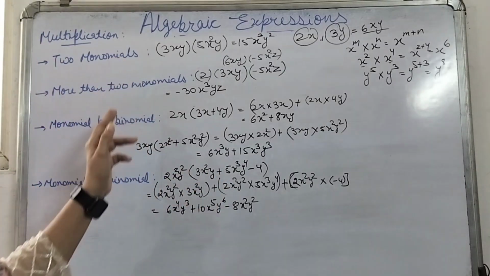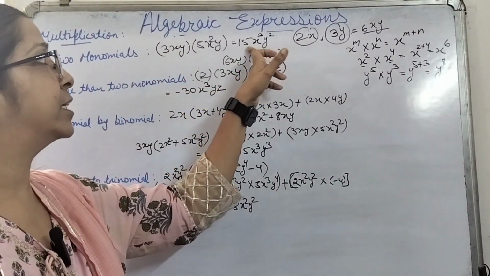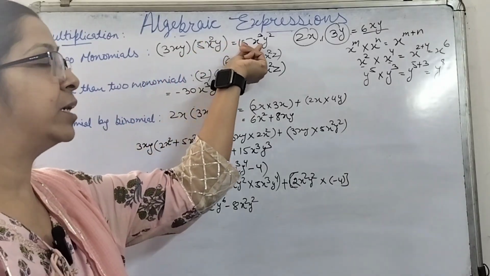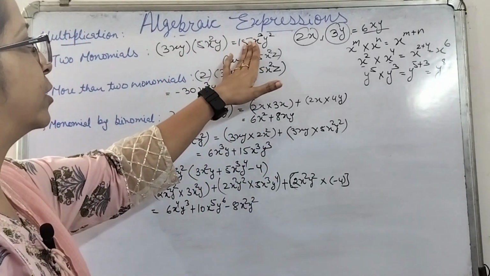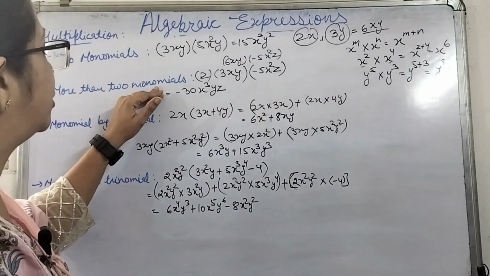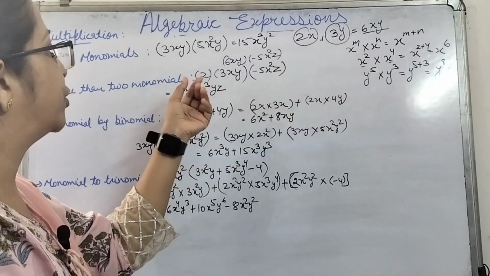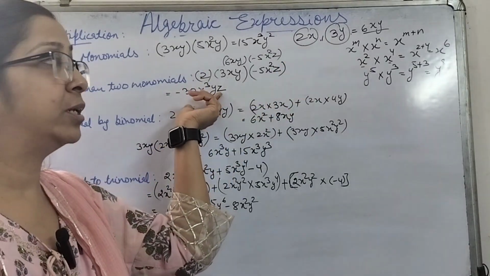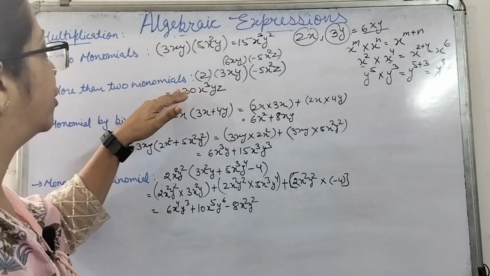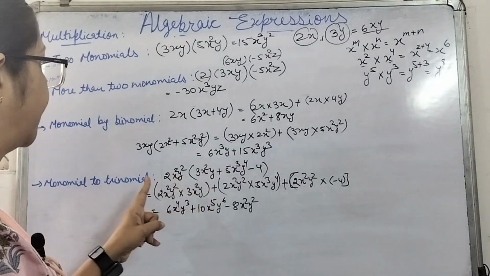So what we can see over here, if we are going to multiply two monomials, the result is a monomial only. That means in the product also you will be getting only one term. If you will be multiplying more than 2, it could be 3, it could be 4 monomials together, then also your result will be a monomial only. That means you will be getting only one term as a product.